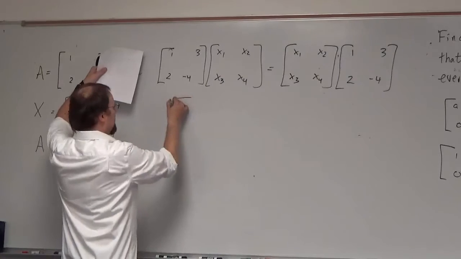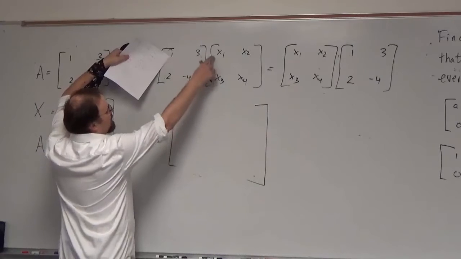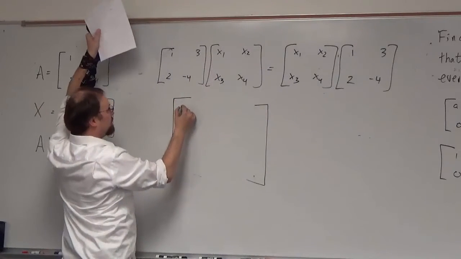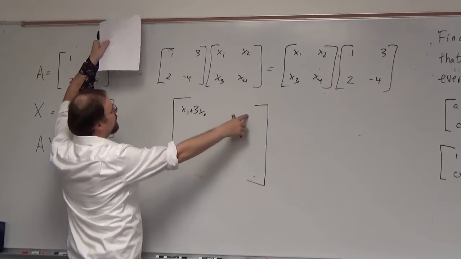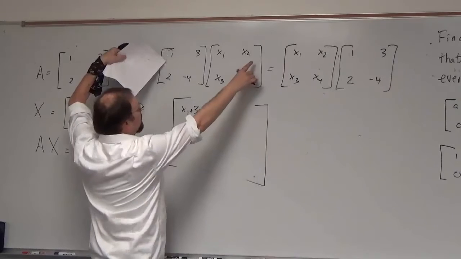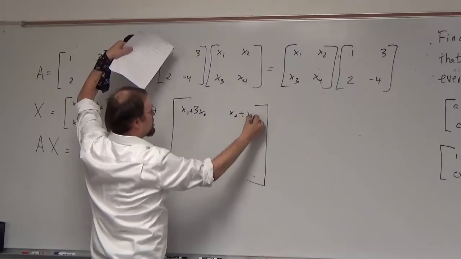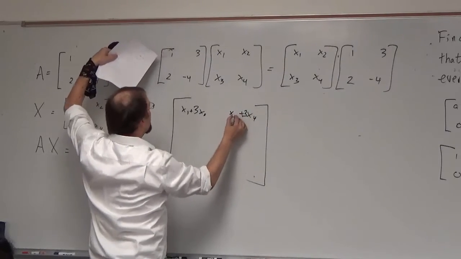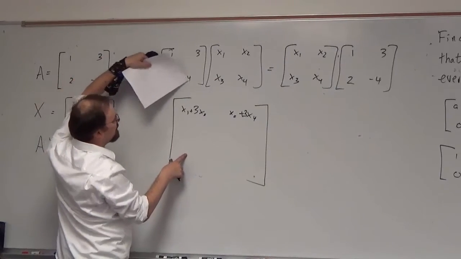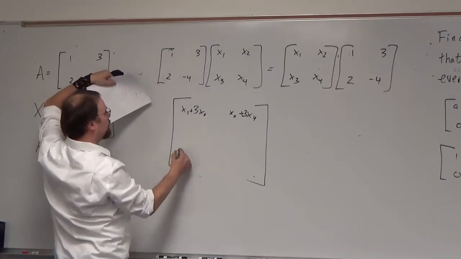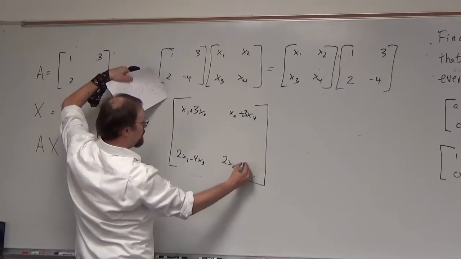Alright, so we multiply these up. The result is a 2 by 2 matrix, but I want some space here. So 1 times x1 plus 3 times x3. The 1, 2 entry here will be the first row, second column multiplied, so x2 plus 3 times x4, and so on. So the 2, 1 entry, second row times first column, is 2x1 minus 4x3, then 2x2 minus 4x4.